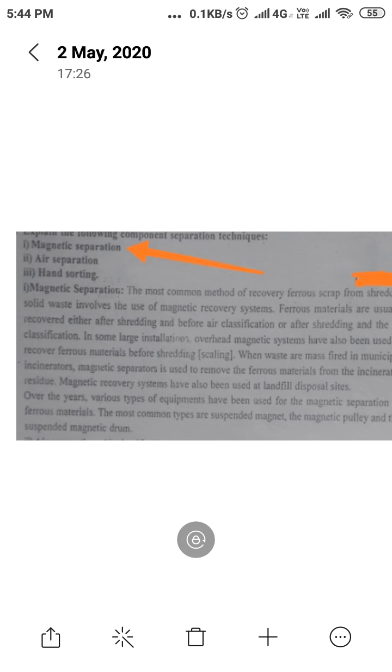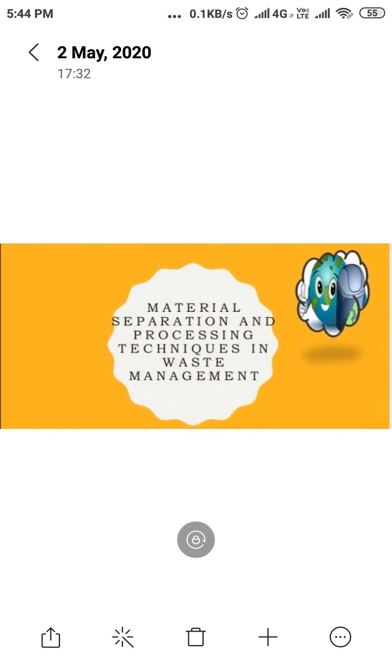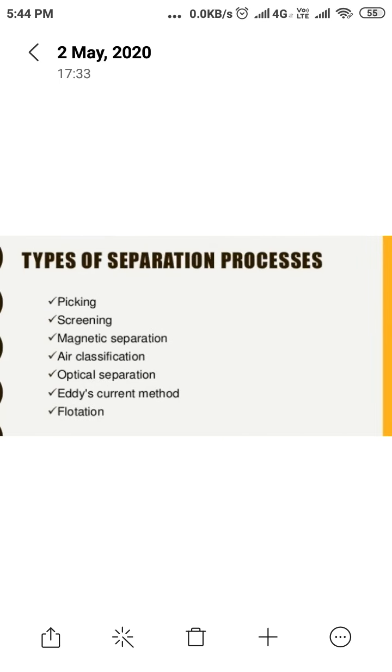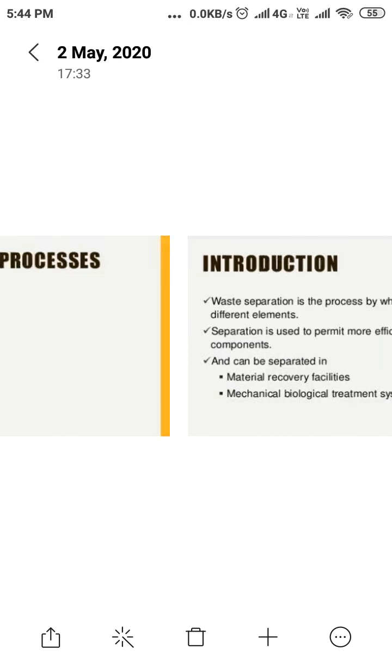Next is hand sorting. The separations we do can use picking, sorting, screening, magnetic separation, air classification, optical separation, eddy current method, and flotation. These are the types of separations you can do, but we are mainly concentrating on magnetic separation, air separation, and hand sorting. Now we have discussed the magnetic separation and the air separation. Next is hand separating.